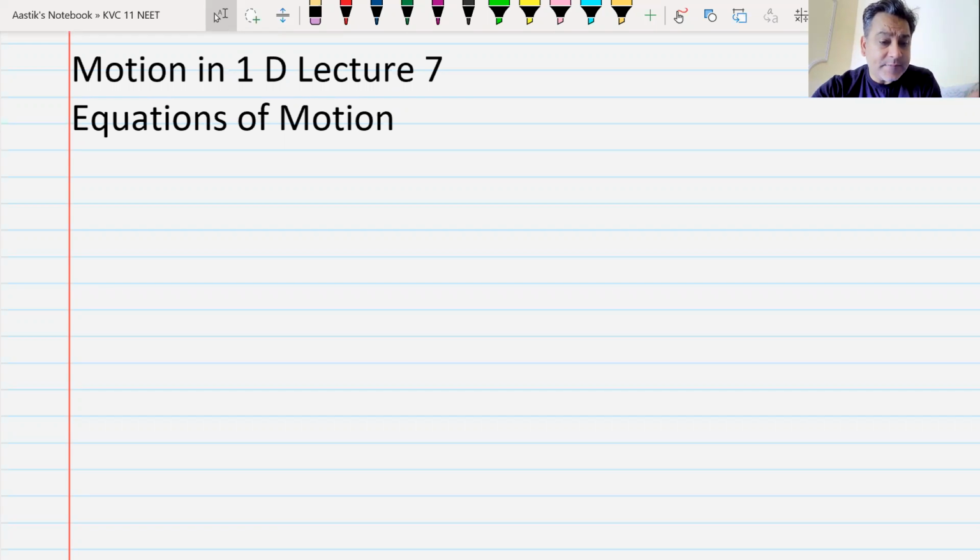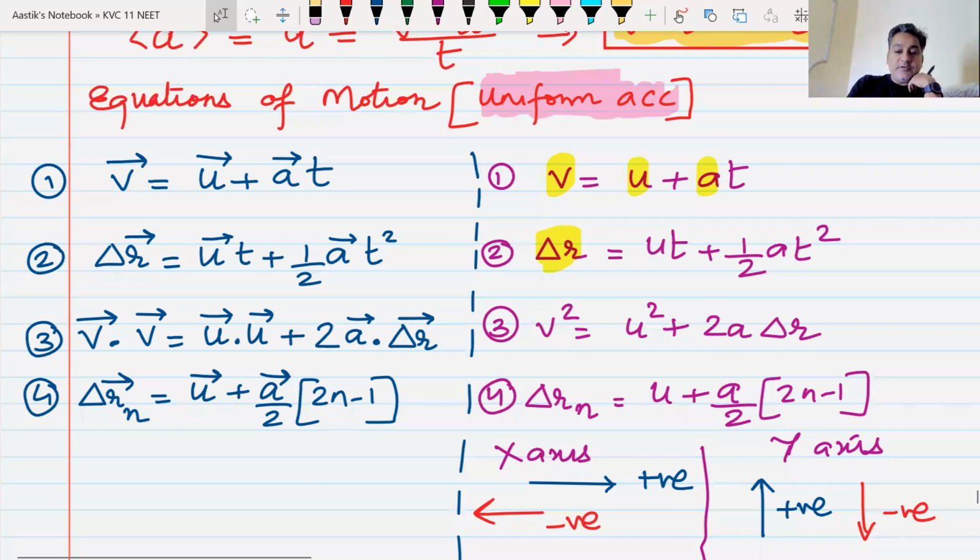Let us have a quick recap of what we had done in the previous class because in this class, we are going to continue what we were doing and solve problems based on the same thing. We were discussing equations of motion under uniform acceleration. We remember this? We had seen the vector form of the equation. We had seen the normal scalar form of the equation. We had also seen that if I use the scalar equation, I have to use sign convention.